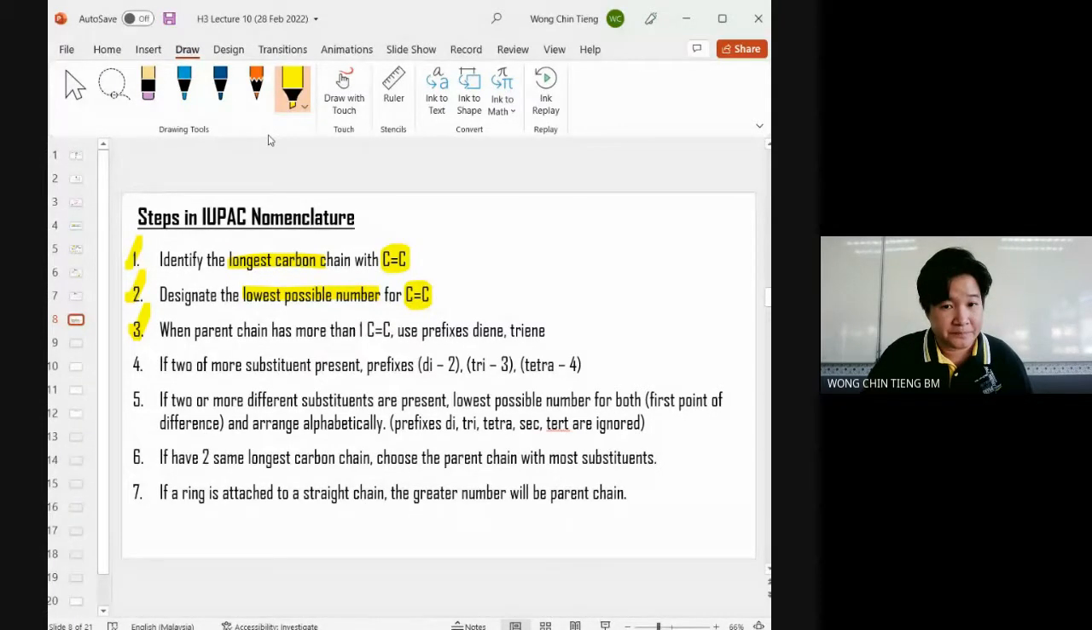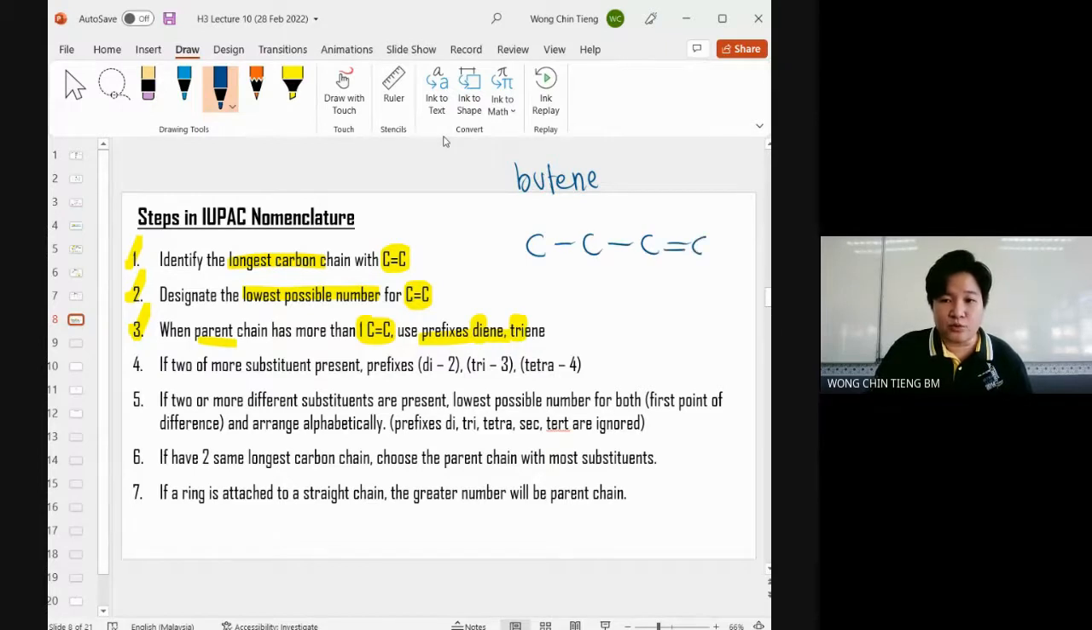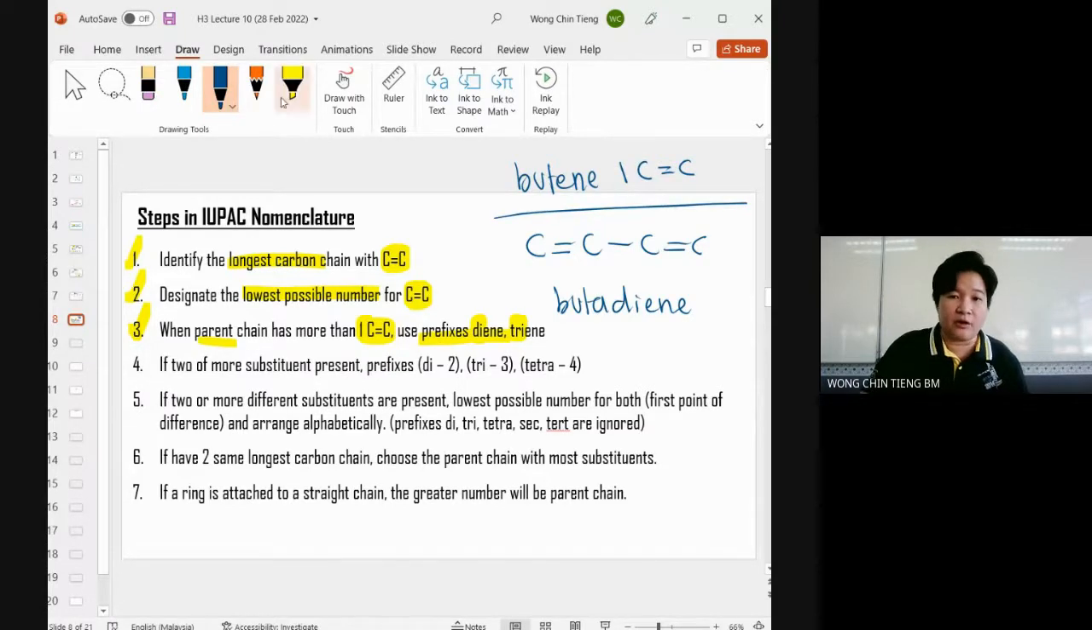And next, if the parent chain has more than 1 C double bond C, then you can use the prefixes of di and tri. Kalau kamu ada butene lah. Tapi kalau kamu ada 2 double bond, C 4 carbon, kamu ada 2 double bond, then it will be butadiene. Yang ni sebab you only have 1 carbon-carbon double bond. Right now you have 2 carbon-carbon double bond, it will then become your butadiene. Ada 2 double bond. Okay, itu je beza.